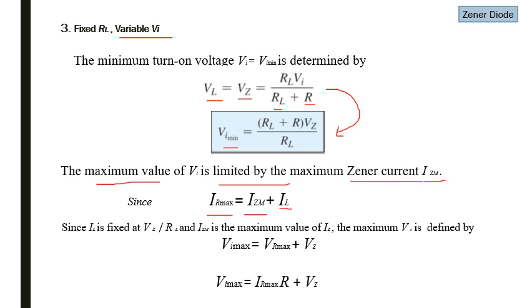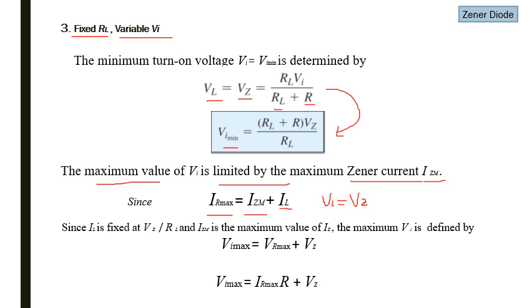Now we know IL is fixed. Why is IL fixed? Because RL is fixed, and when the diode is on, we have VL equal to Vg, which is also fixed. So V and R both are fixed. That means IL is fixed. So this implies the value of total current will depend on the Zener current. So the maximum total current will be against the maximum Zener current, since IL is fixed.